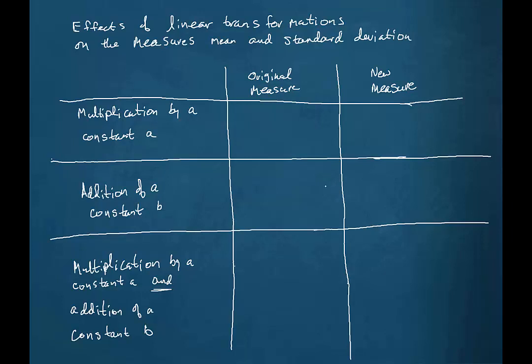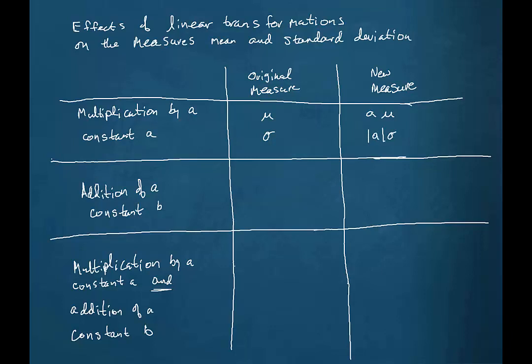So let's summarize the effects of linear transformations on the measures, the mean and standard deviation. If our original measure is mu for the mean and sigma for the standard deviation, and we multiply by a constant a, then that new measure will be a times mu, and the absolute value of a times sigma.